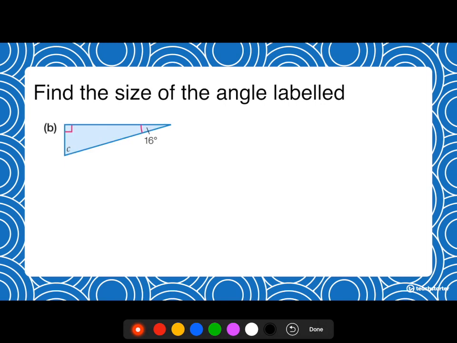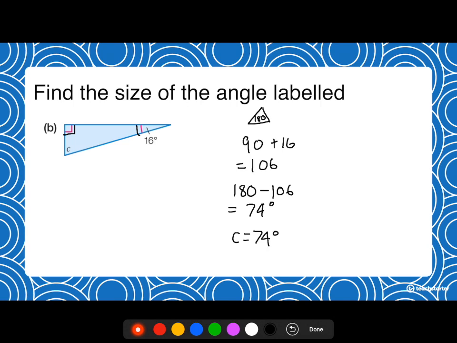Let's try one more. So again, I'm going to tell my teacher I know that it's 180 in a triangle. Now I have to figure out how much have I used up. So in this angle I've used up 90, and in this angle I've used up 16. So I'm going to add them together. So I've used up 106. I have 180 in total, and I'm taking away 106, and that's going to leave me with 74 degrees left. So that means that C must equal 74 degrees.